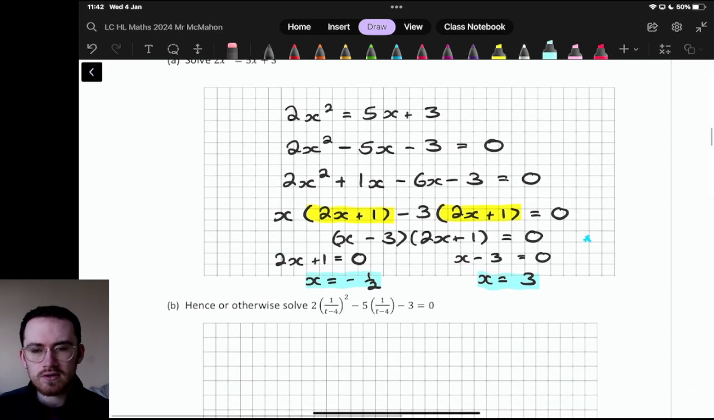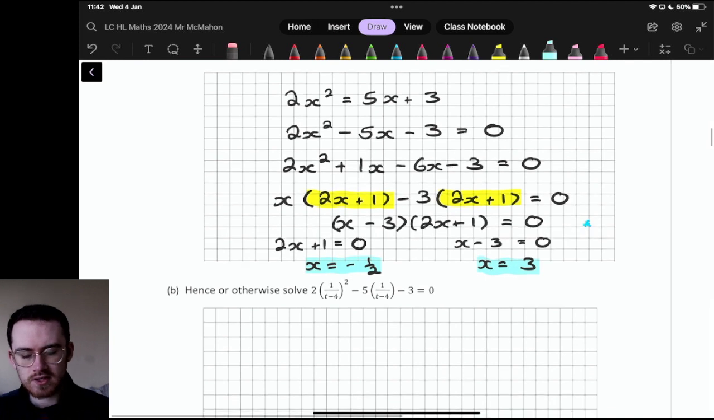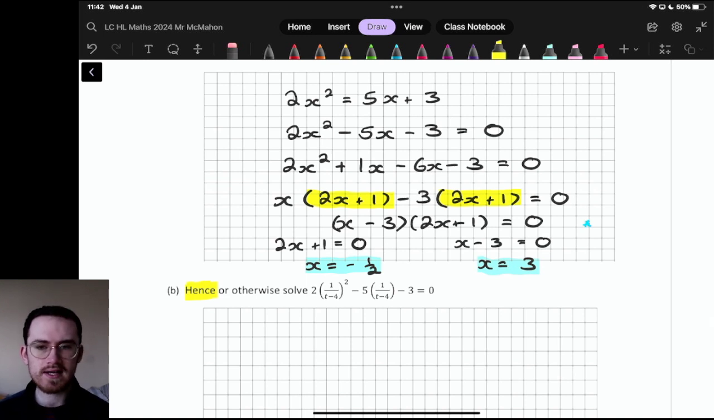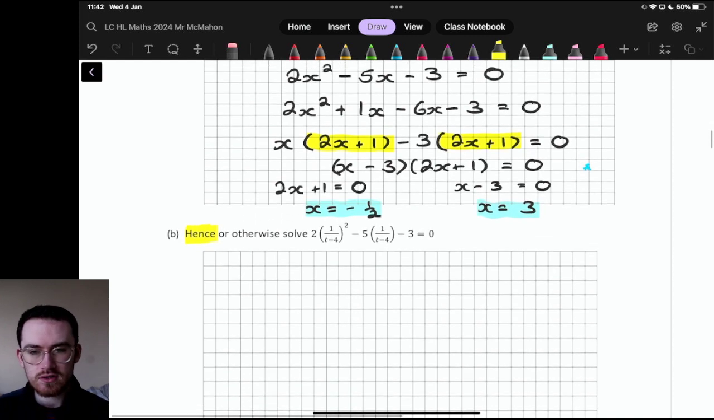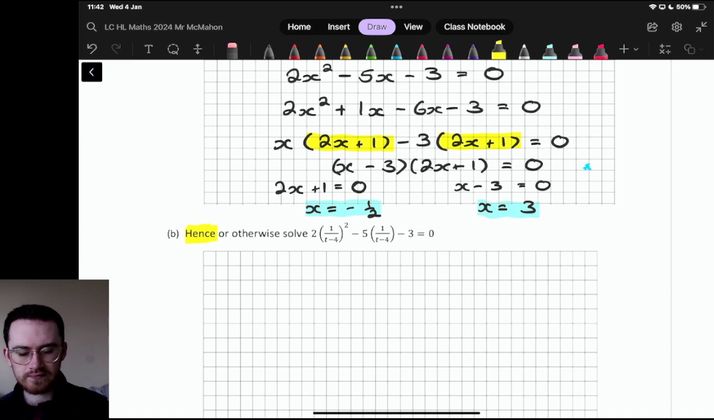The other clue comes from the second part, where we have this word hence. In an exam situation, hence is usually a suggestion that the last part is going to help you in some way to solve this part. So looking at this next part, we have 2, and then in brackets 1 over t minus 4, all squared, and minus 5, again that 1 over t minus 4, and then minus 3 is equal to 0. Our first step with these questions is going to be let x equal 1 over t minus 4.